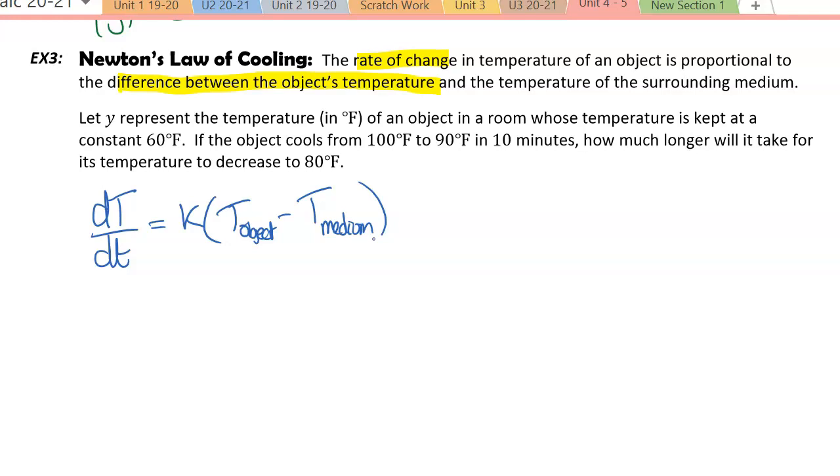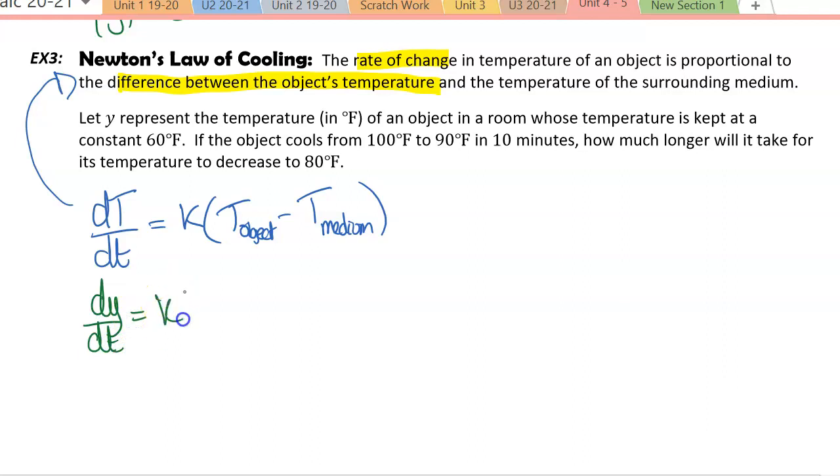It says let y represent the temperature in degrees Fahrenheit of an object in a room whose temperature is kept at a constant 60 degrees Fahrenheit. So we have our equation representing Newton's law of cooling. Now we're going to do it in terms of this problem, and they want to use y. Perfectly fine. So I've got dy/dt, the temperature changes over time, equals k times y minus, in this case, the constant temperature of 60. So the object is y, and the constant temperature in the room is 60.